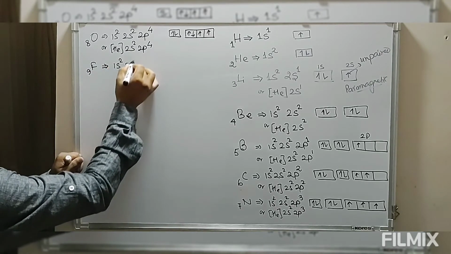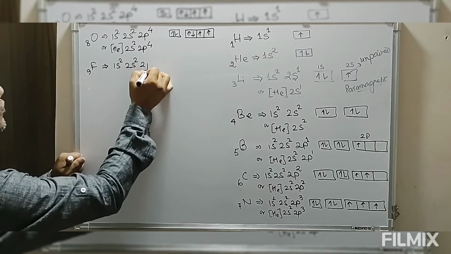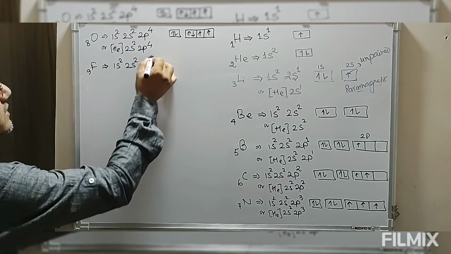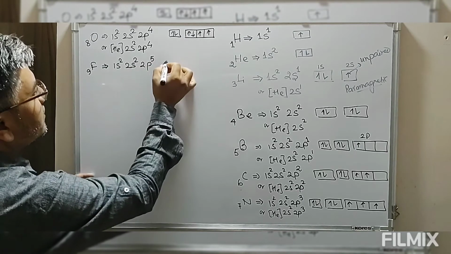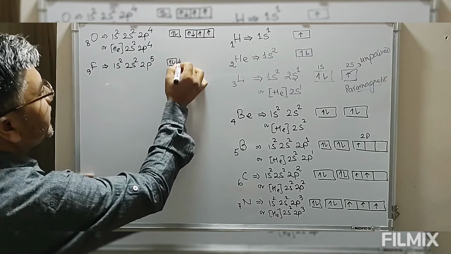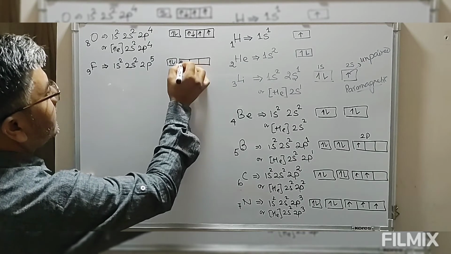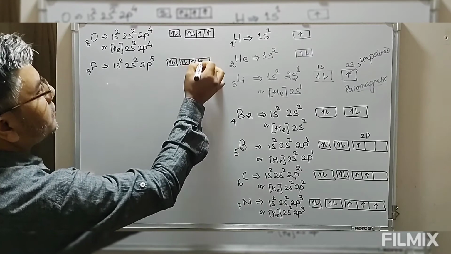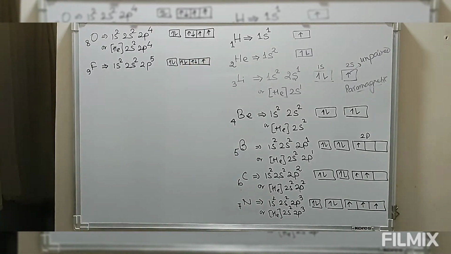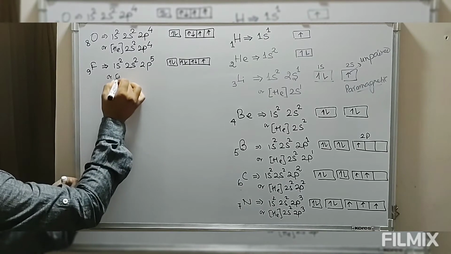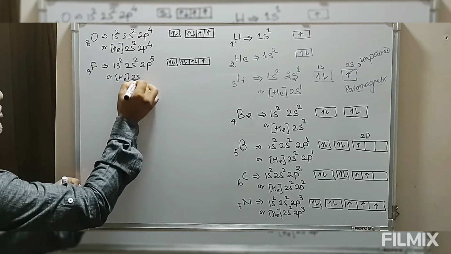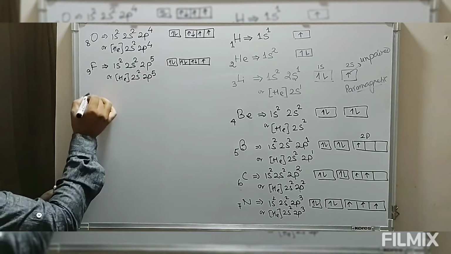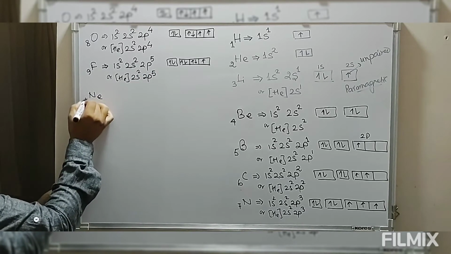Then we have fluorine, atomic number 9, 1s2, 2s2, 2p. The 9th electron should also be placed in 2p. The valency shell configuration is 2s. Then again pairing of the second electron takes place here. So this is the configuration of helium followed by 2s2, 2p5.